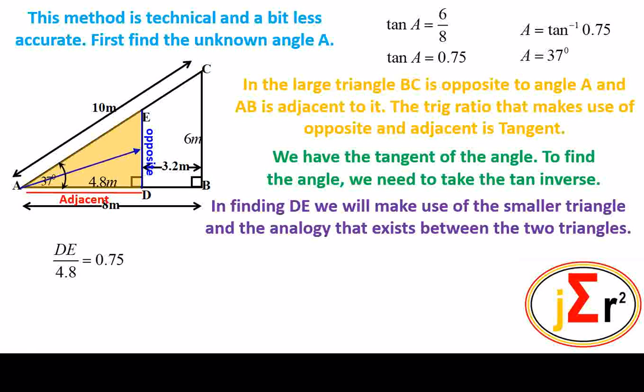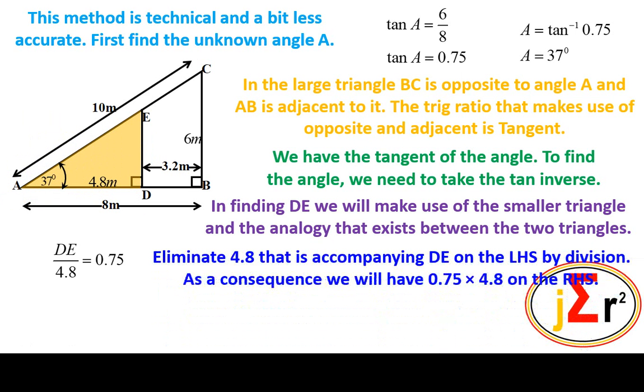DE over 4.8, opposite over adjacent, and that is equal to the 0.75 that we have here, which is tangent of the angle irrespective of which of the triangles we are in. Eliminate 4.8 that is accompanying DE on the left hand side by division.